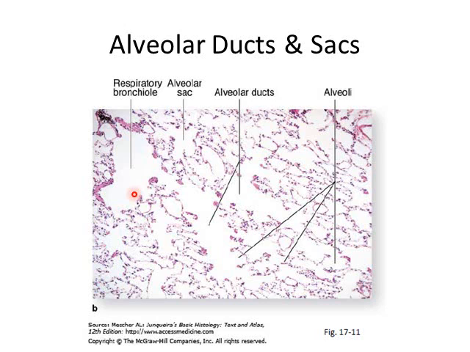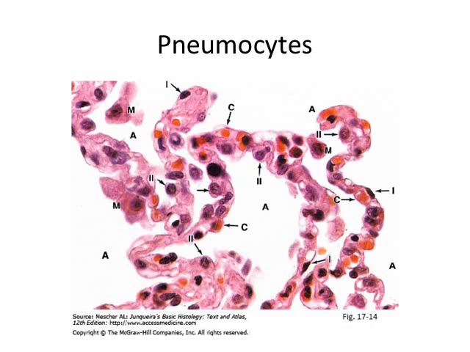Now looking at the alveolar ducts and sac, you see the respiratory bronchiole branching off into a duct, which then eventually gets down to the individual sacs and then the individual alveoli themselves. Looking quickly at the pneumocytes, here are the type 1 pneumocytes, here are the type 2 pneumocytes, and here are the capillaries kind of dispersed throughout the alveoli wall.